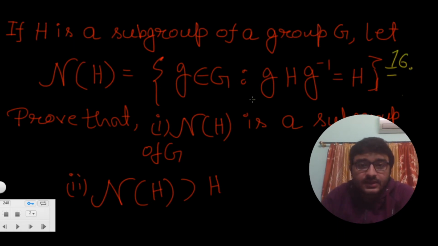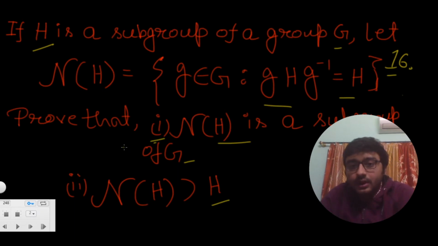It is from the subgroup chapter. In this problem it is given that H is a subgroup of a group G, and let N_H equal the set of g belonging to G such that gHg inverse is equal to H. We need to show that N_H is a subgroup of G, and then we will show that H is a normal subgroup of N_H. So first let us try to solve this.